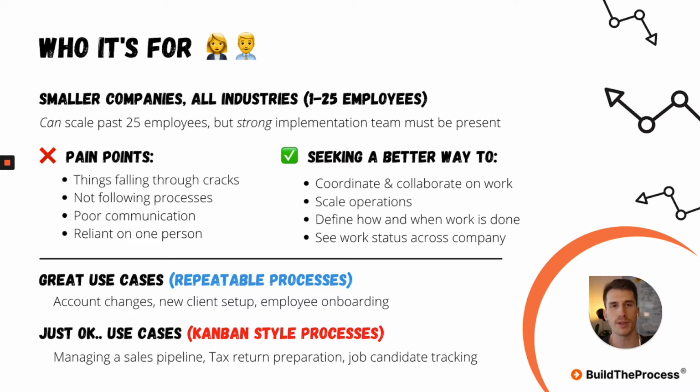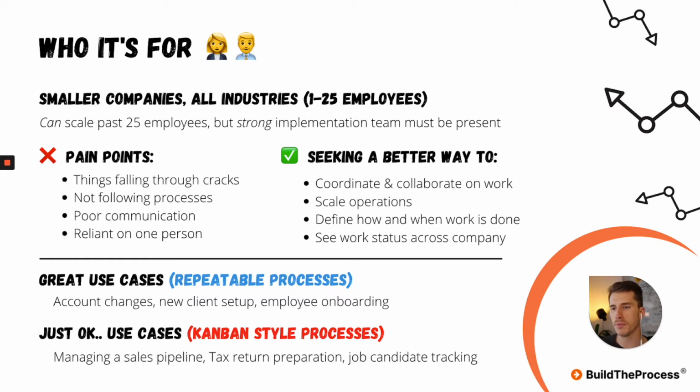And I'll go back to reference the project process management slide where we said processes that have a very clearly defined beginning, middle, and end. Some just okay use cases for Process Street, I would say, are more of the Kanban style processes. And when you think of Kanban style processes, think of, yes, they have a start, but there's a lot of gray area in the middle. And then at some point in the future, it will be completed, but that date is still to be determined.